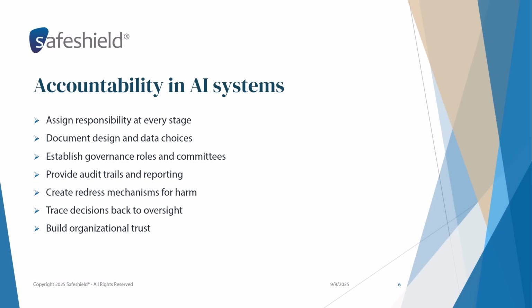For example, if a loan application is denied by an AI system, the organization must be able to explain the decision criteria and the governance structures that allowed the system's deployment. Ultimately, accountability provides the foundation for trust. It demonstrates that organizations are prepared to take responsibility for the consequences of their AI systems.